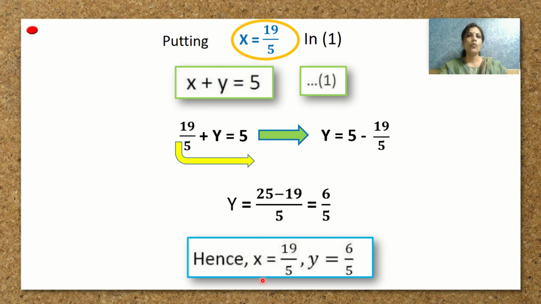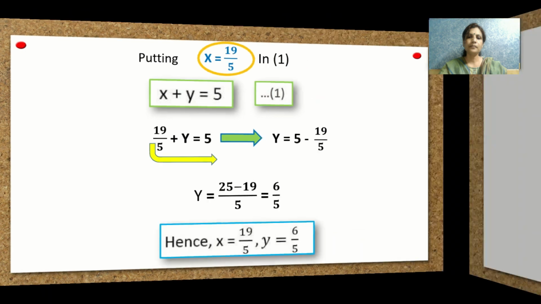In short, we are eliminating one variable so that we can find the value of the other variable, and then finally we can find out the value of both the variables. Alright, as you practice, you will understand this in a better manner. This is a very easy method to solve. Let's move to the next sum.